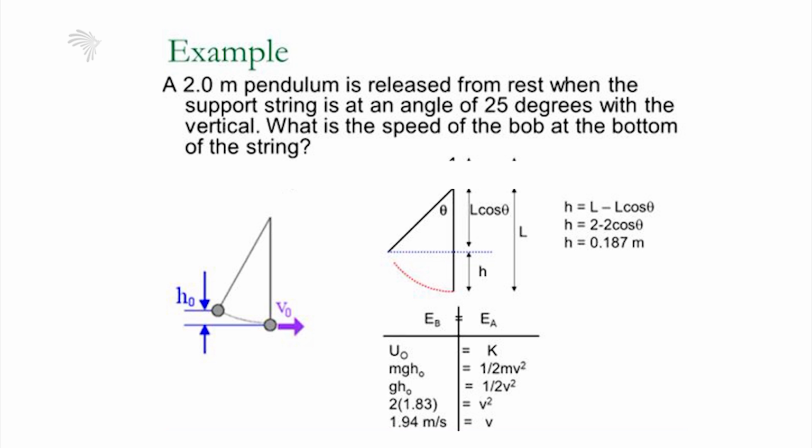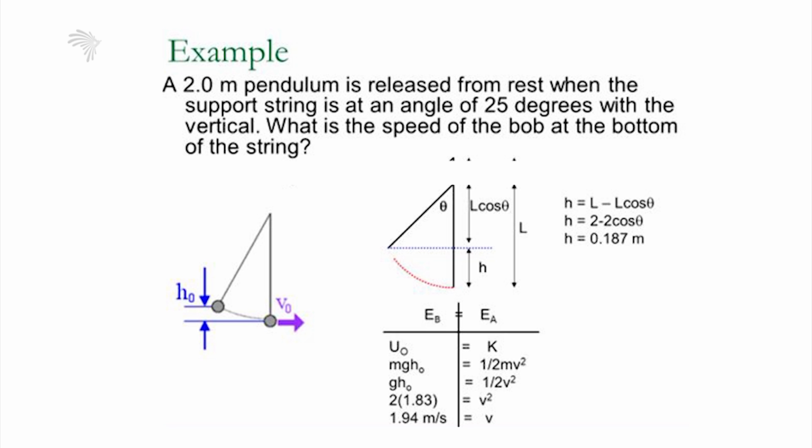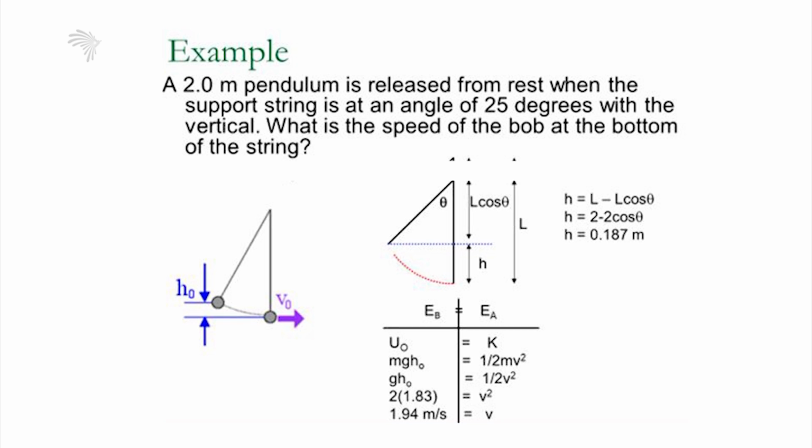To calculate the speed of the bob at the bottom of the string, first let's find the value of h, the height of the bob above the equilibrium position. This h equals the total length of the string L minus L cos theta. Theta is given and L is given. You can substitute and find the value of h, and it is equal to 0.187 meter.